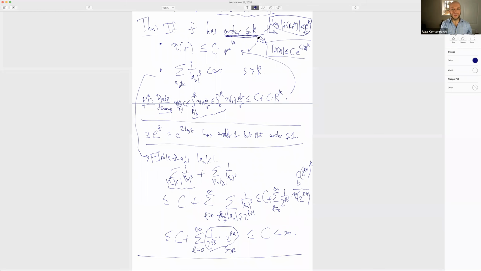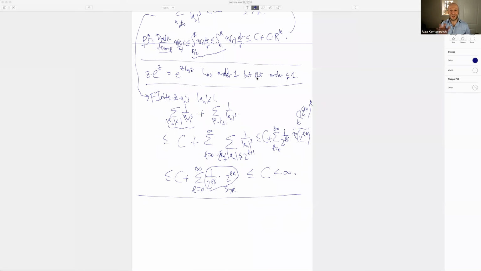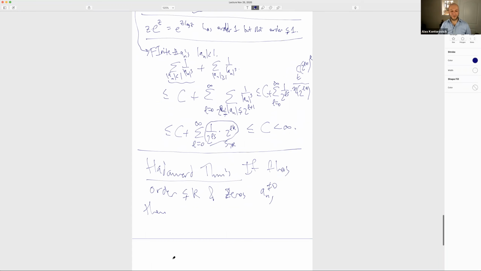We've seen that functions of order k have zeros that grow at most polynomially, and the reciprocals of the zeros converge. And since we're already over, I'll take 10 seconds and state Hadamard's theorem, but I won't prove it. Hadamard's theorem, which is a bit more involved. If f has order at most k, and zeros a_n, none of whom are 0, then f can be recovered in the following way.